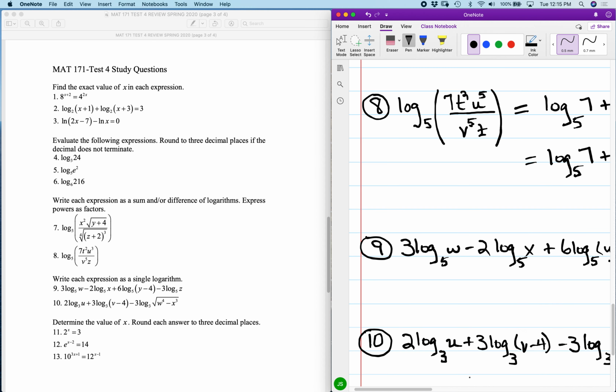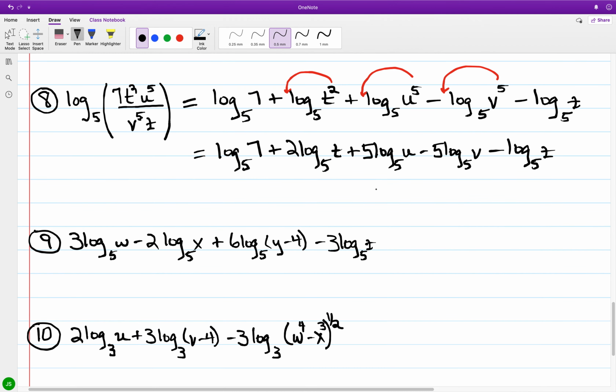For numbers 9 and 10, we're going from expanding to compressing as a single logarithmic term. For number 9, we have 3 times the base 5 logarithm of w, minus 2 times the base 5 logarithm of x, plus 6 times the base 5 logarithm of the quantity y minus 4, minus 3 times the base 5 logarithm of z. For number 10, we have 2 times the base 3 logarithm of u, plus 3 times the base 3 logarithm of the quantity v minus 4, and minus 3 times the base 3 logarithm of the square root of w to the 4th minus x cubed.